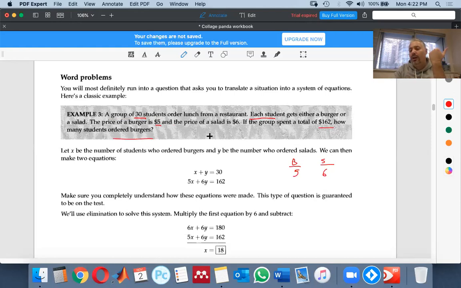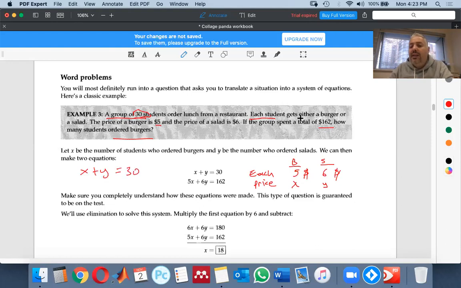So first of all, what I know is that the price for one burger is $5 and one salad is $6. But how many burgers or salads do I have? I don't know. But what I know is this: if I call the number of students buying burgers X, and the number of students buying salads Y, then at the beginning it says that a group of 30. Since there are two groups, students who buy salad and students who buy burgers, I can say that X plus Y is equal to 30.